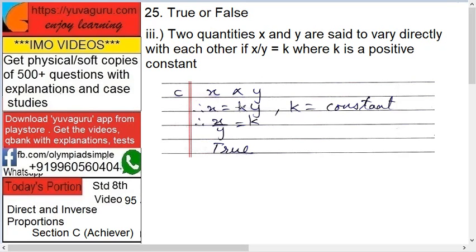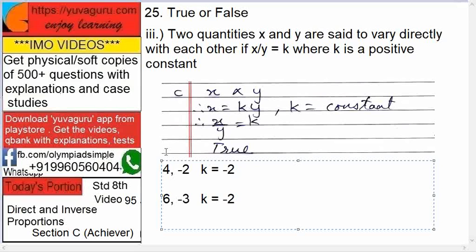x equals minus 3 into y. Okay, means x is 2 and y is, say, whatever x is. Let's take this example: x is 4 and y equals minus 2, then k equals minus 2. Input this value of k in the other numbers given. So x is 6 and y equals minus 3. Again k comes out to be minus 2.